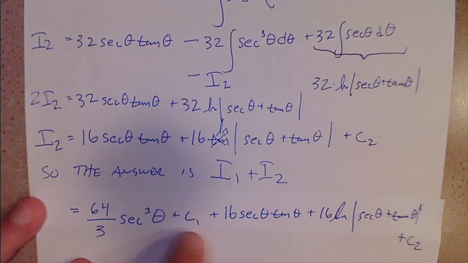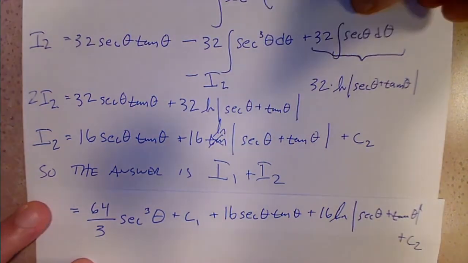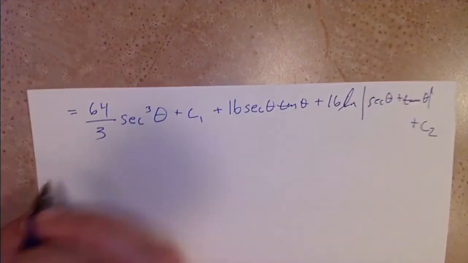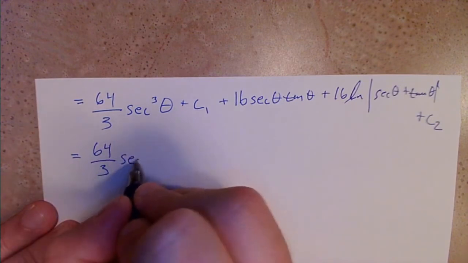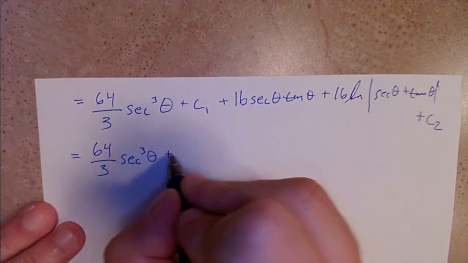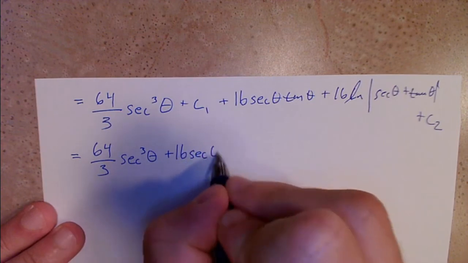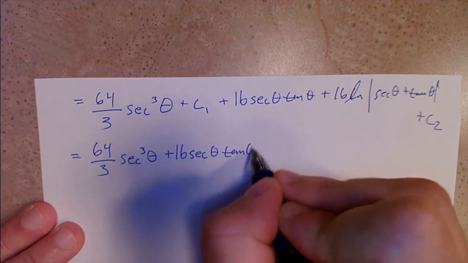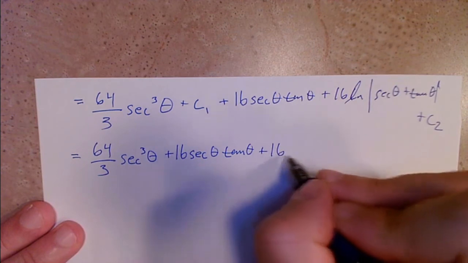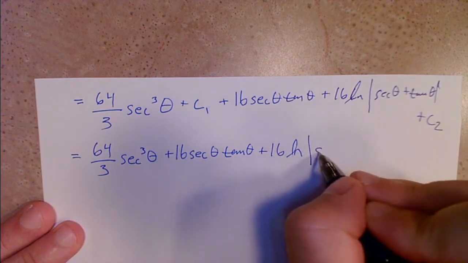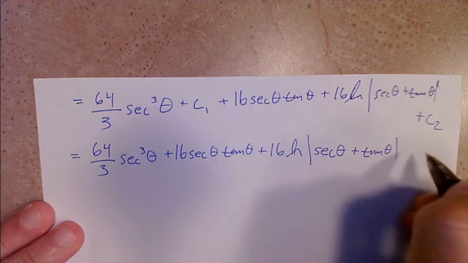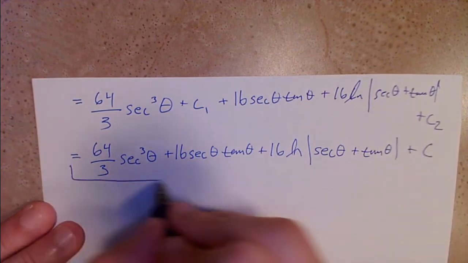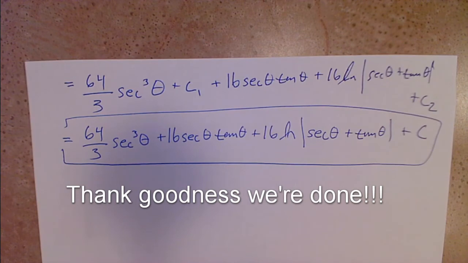I'm adding an arbitrary constant, and so we get this equals 64 over 3 secant cubed theta plus 16 secant theta tangent theta plus 16 natural log, not tangent, of the absolute value of secant theta plus tangent theta plus an arbitrary constant. Ta-da!